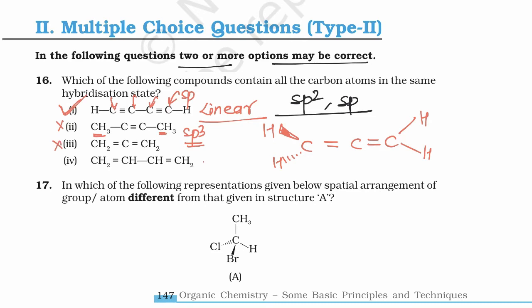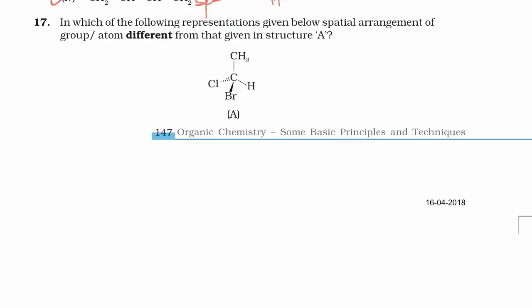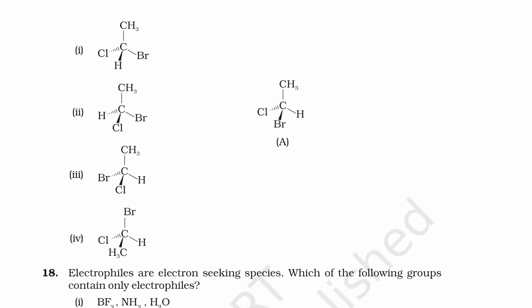In the fourth case, all atoms are sp2 hybridized, and hence the molecule is planar, and the correct answer is 1 and 4. In which of the following representations given below is the spatial arrangement of groups or atoms different from the given structure A? Now we have four different structures.